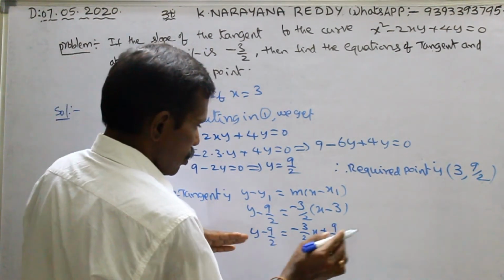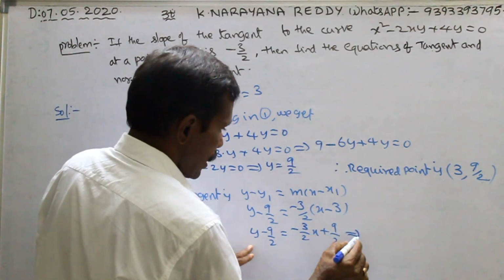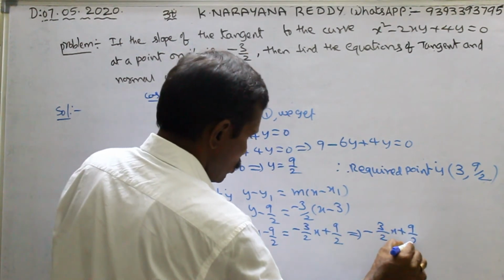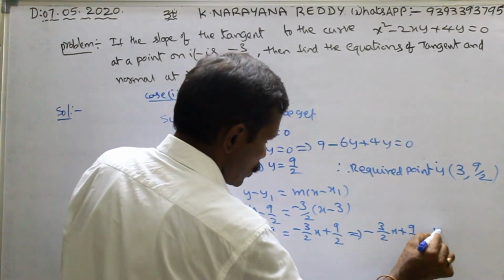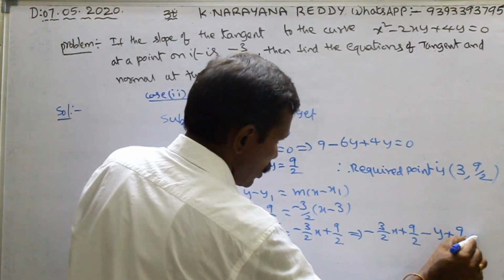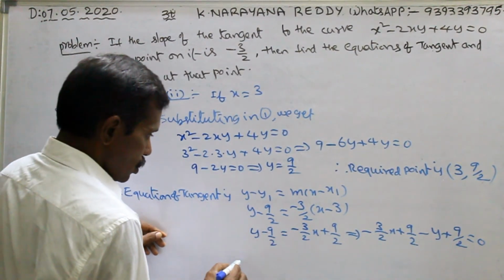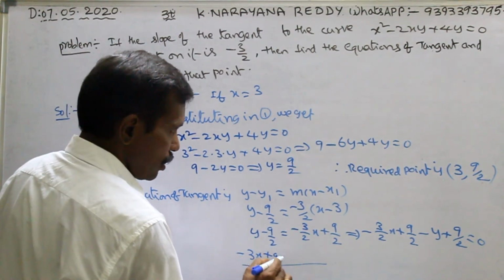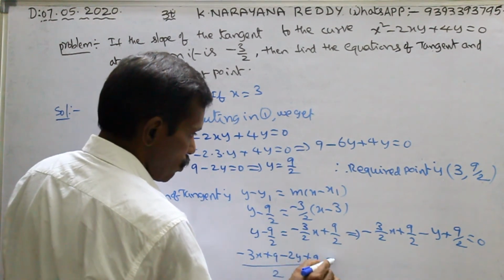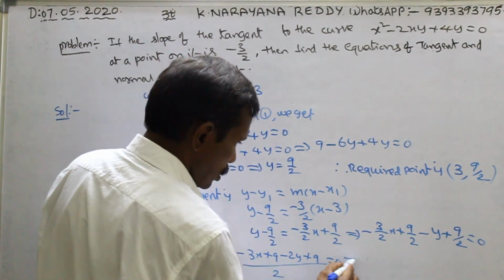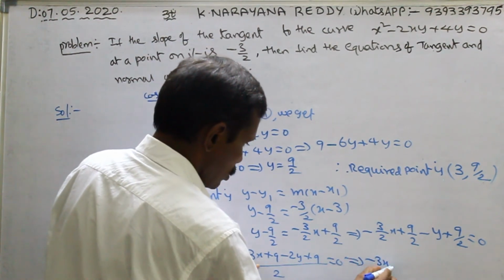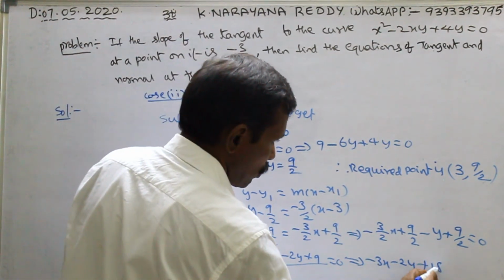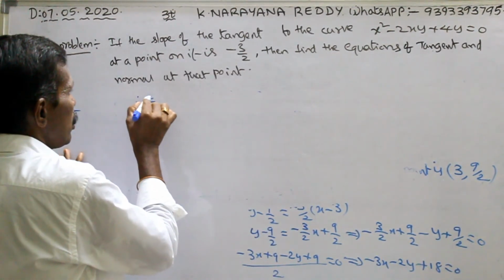Yes, bring on one side. That implies minus 3 by 2 x plus 9 by 2. Let's go to right side. That is minus y. This comes to plus 9 by 2 equals to 0. What is LCM? 2 is LCM. Minus 3x plus 9 minus 2y plus 9 equals to 0. That implies minus 3x minus 2y plus 18 equals to 0.